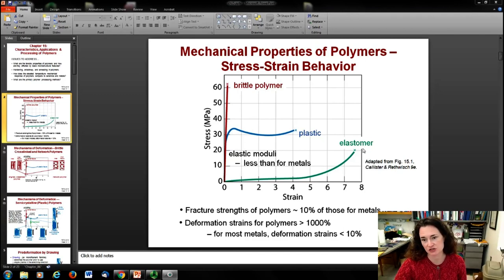And then you can have the stress-strain curve for materials called elastomers. When I think of elastomers, I think of rubber bands. And they're very unlike both ceramics and metals. You can see the stress-strain curve looks very, very different from what you would see for a metal or a ceramic material. For all polymers, the fracture strength is going to be a lot lower, about 10% or less of what you would see for a metal. But of course, they're going to be a lot more elastic. They're going to deform a lot more than a metal. You can have the ductility or elasticity of a polymer be 1,000% or more of what you would see for a metal material.